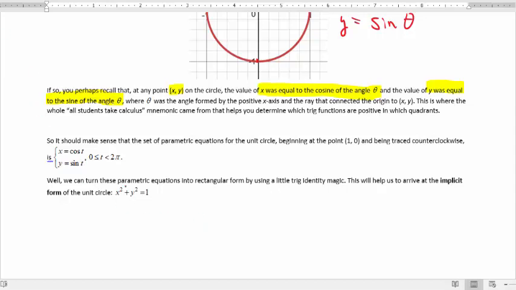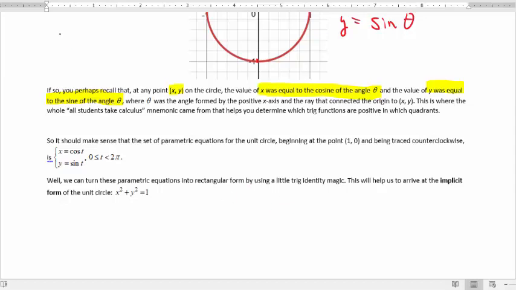So now the trick is, how would you turn this set of parametric equations, x equals cosine t, y equals sine t, into rectangular form? Well, this is a little bit different than what we've done in changing other parametric equations into rectangular form. We can't just solve one of them for t, because we'd get an inverse cosine or inverse sine, and that's going to be a big mess. So we can use a little bit of trig identity magic. What do I mean by that? Well, we know x equals cosine t and y equals sine t.